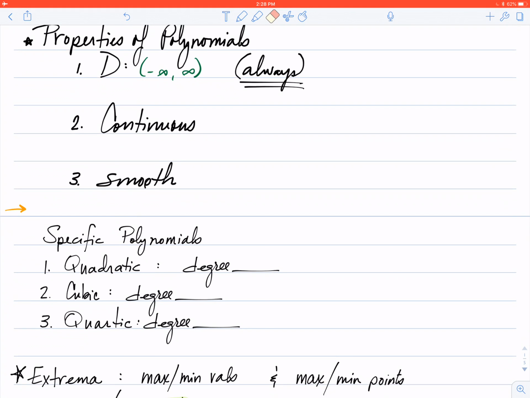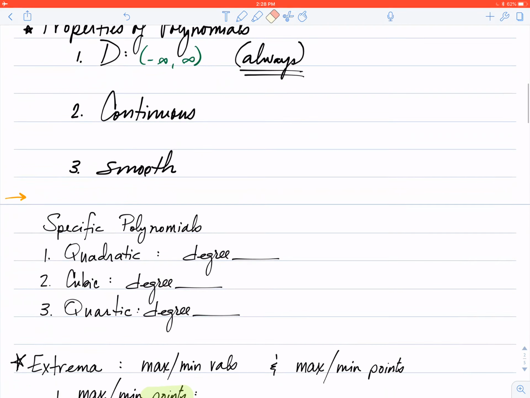The third property of polynomials is that they're always going to be smooth. In other words, there's no sharp corners. Do you remember back in our parent graphs, the V graph had a sharp corner on it? That is not a polynomial. Polynomials are always going to be nice, smooth curves.